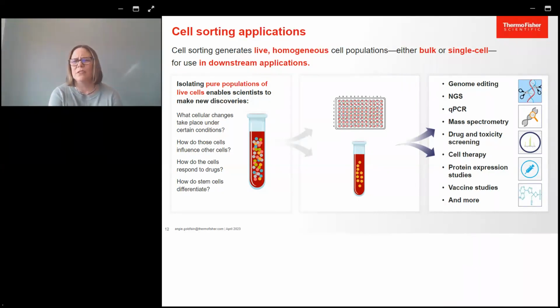Some of these applications are listed on the right, from genome editing to cell therapy, protein expression studies, and more. There are even more not listed here. We have people doing chromosome analysis, marine biology studies of phytoplankton, and even identification of extracellular vesicles. So really the sky is the limit when it comes to the applications for flow cytometry. You have to know your cell, know how it likes to be treated, and know what you're looking for before starting any flow cytometry experiment.